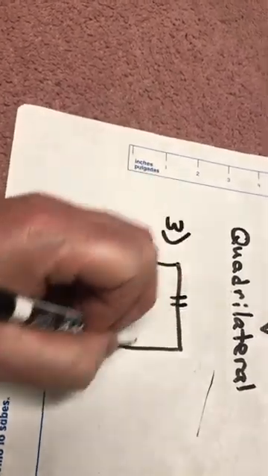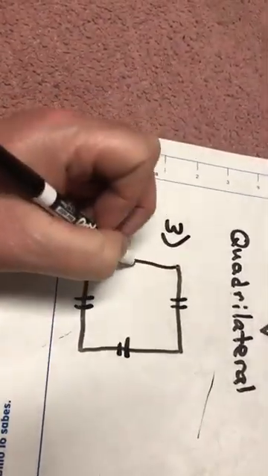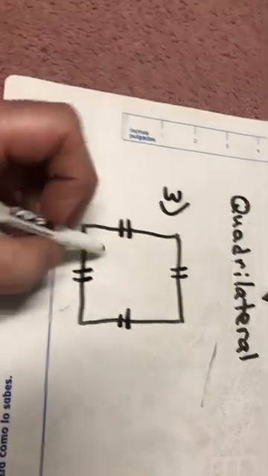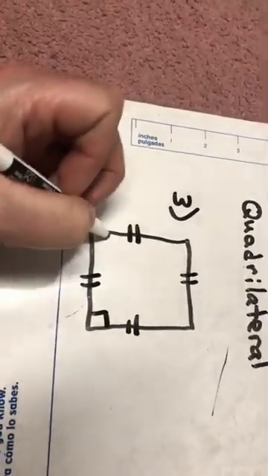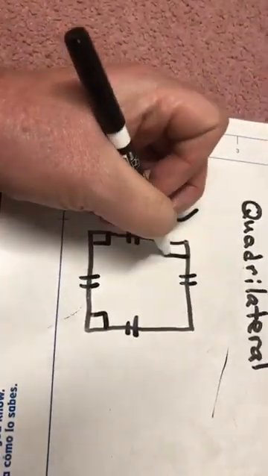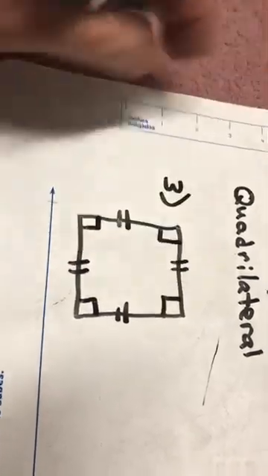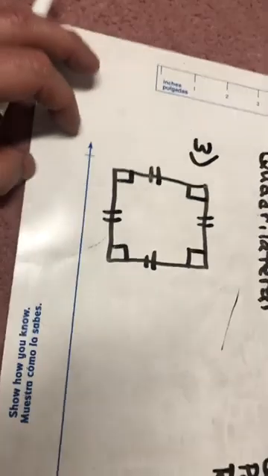All right, get our little indicators here. Okay, so we know what that means. They all have those little indicators, meaning that they are all congruent sides, and then there's 4 right angles. So, well, let's see what we got here.